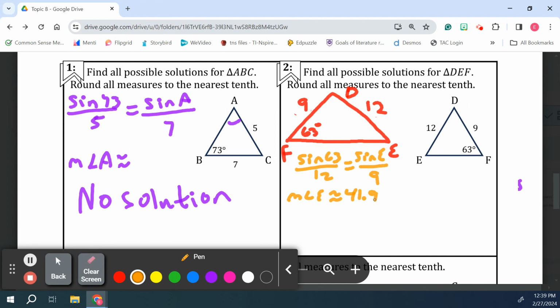Now, the next step is going to be to solve for the measure of angle D. How do we do that? That's going to be 180 minus 63 minus the 41.9. Yep.